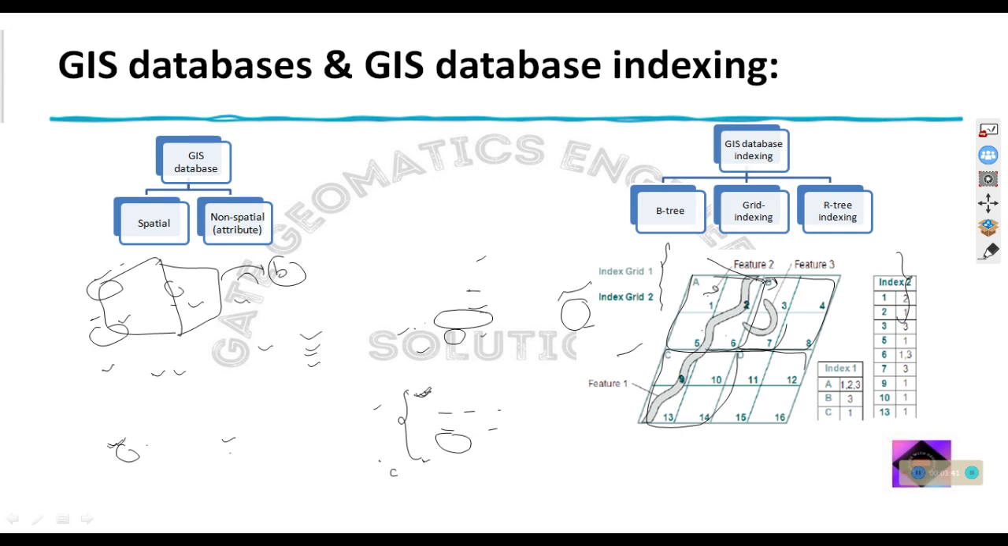So this feature you can see here, there are 3 features. This one is feature 1, this is feature 2, and this is feature 3. So feature 1 is represented based on that indexing here. So you can see that index A contains all the features: feature 3, feature 1, and feature 2.